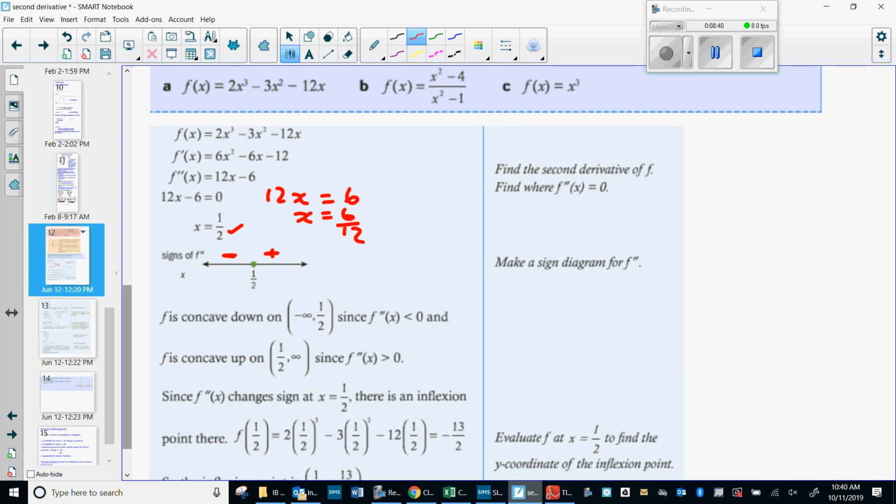Because on this side it's negative, it's concave down, all the way to the left of a half. So they're saying from negative infinity up to a half is concave down, and from a half up to positive infinity it would be concave up.